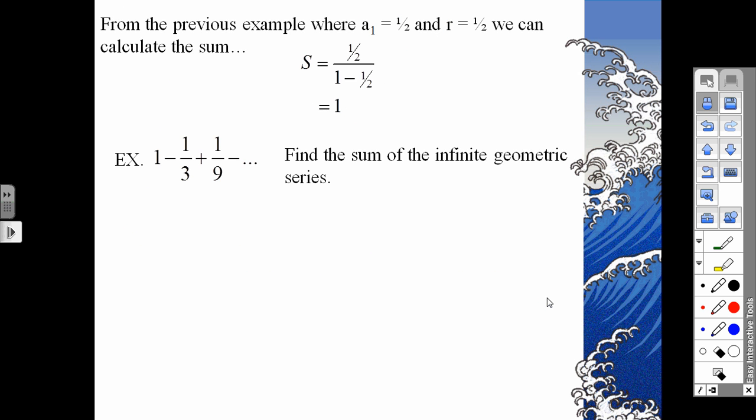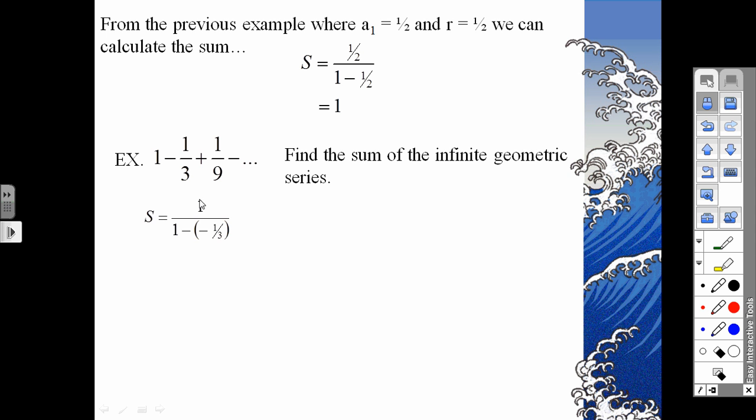Okay, so we have this new infinite geometric series, 1 minus 1/3 plus 1/9 minus, so we're going back and forth, plus or minus. That means our common ratio is going to be negative. What is the common ratio? Well, you're going to take a negative 1/3 and divide it by 1, so it's just negative 1/3. Which is good because that's less than 1. Remember, absolute value has to be less than 1 in order for this to work.